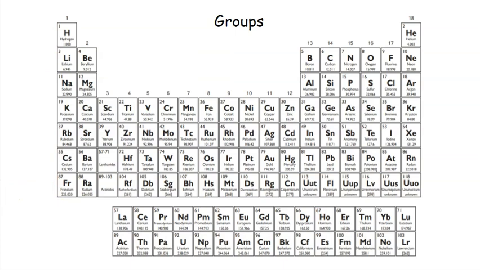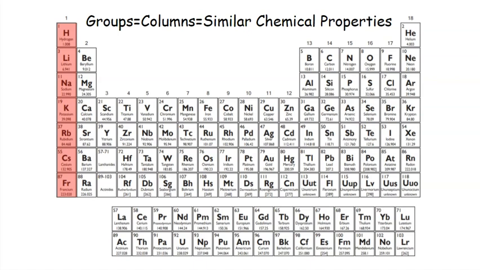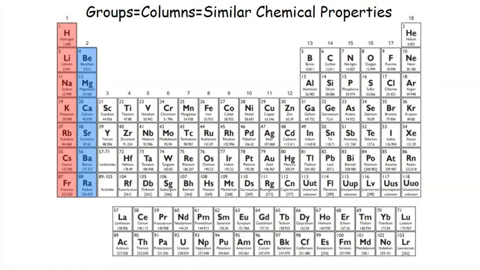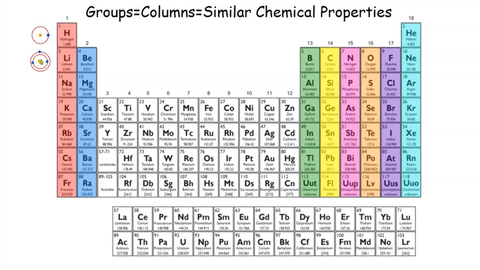Next, we have to talk about groups. Groups are just the columns. So here's 1 group, 2 group, 3, 4, 5, 6, 7, and 8. When we talk about groups, we skip this middle part, these transition and inner transition metals. And the big thing about groups is that they share similar chemical properties. And we're going to talk a little bit more about that here in a minute.